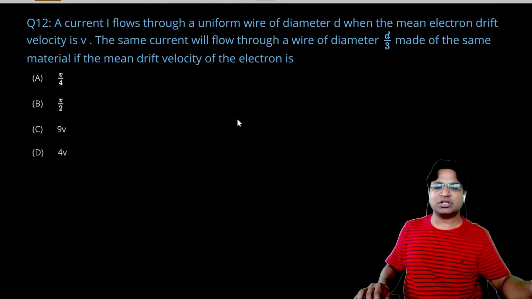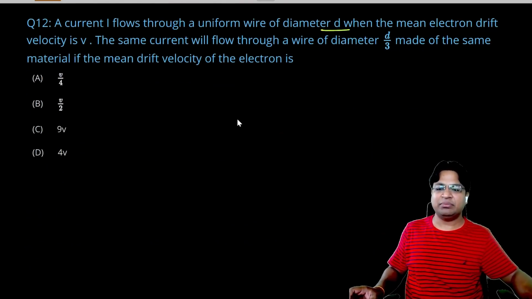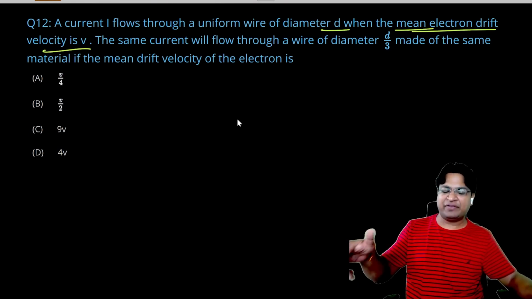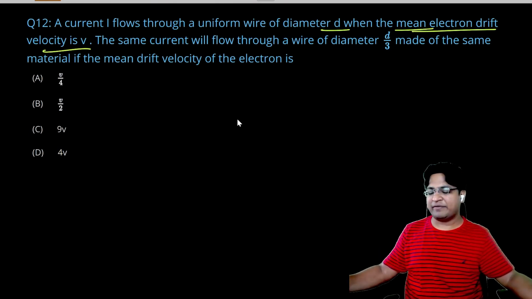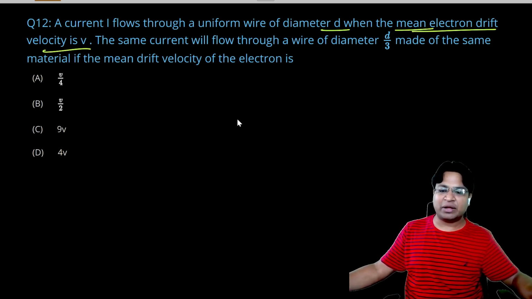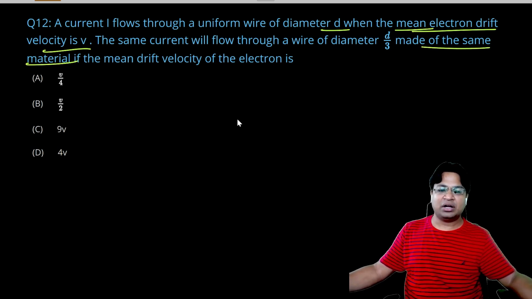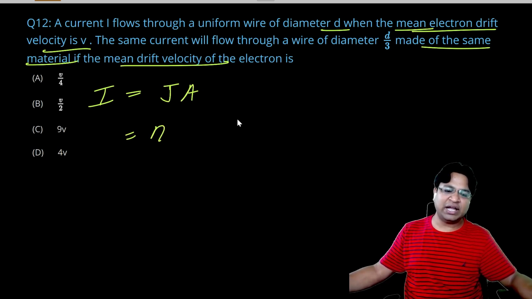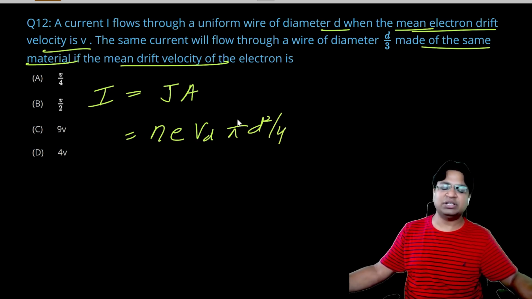It says current flows in a uniform wire of diameter D when the mean electron drift is V. Now, what is mean here? Mean means on an average, like all the electrons, we are taking the average of those. So the same current flows through a wire of diameter d and made of the same material. So material is same. Current can be written as J into A, and J is n e vd, and area would be pi d square by 4, where d is the diameter of the wire.